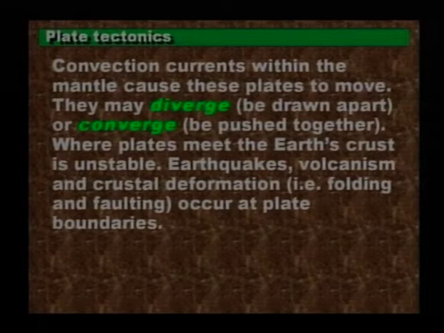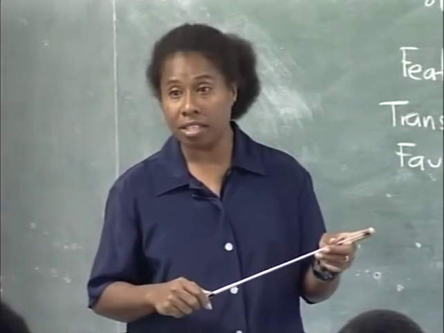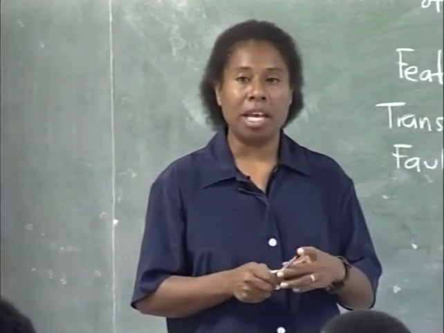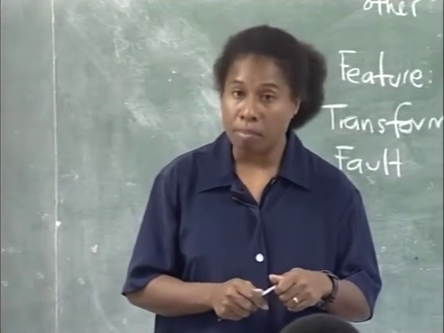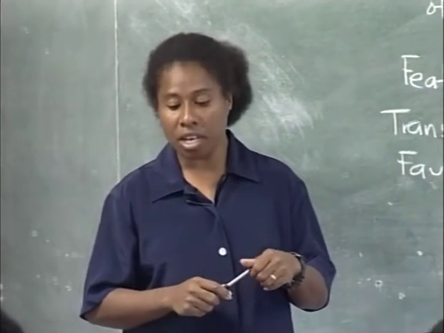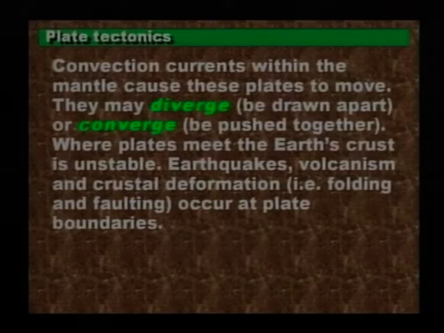So if we had to look at plate tectonics and the boundaries for each of the plates that we made a list of yesterday, the boundaries of the plates are usually unstable areas of the Earth's crust. These are areas whereby earthquakes, volcanism, and crustal deformation, that is folding and faulting, occur. And most of those occur along what we call plate boundaries.